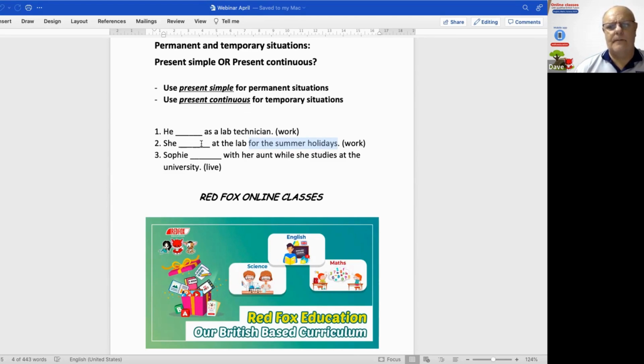Okay. And similarly with number 3, Sophie, with her aunt, while she studies. Again, these words indicate that this is not a permanent situation. It's a temporary living situation where Sophie is staying with her aunt for that period. So again, we would need present continuous. Here, Sophie is living with her aunt while she studies at the university.